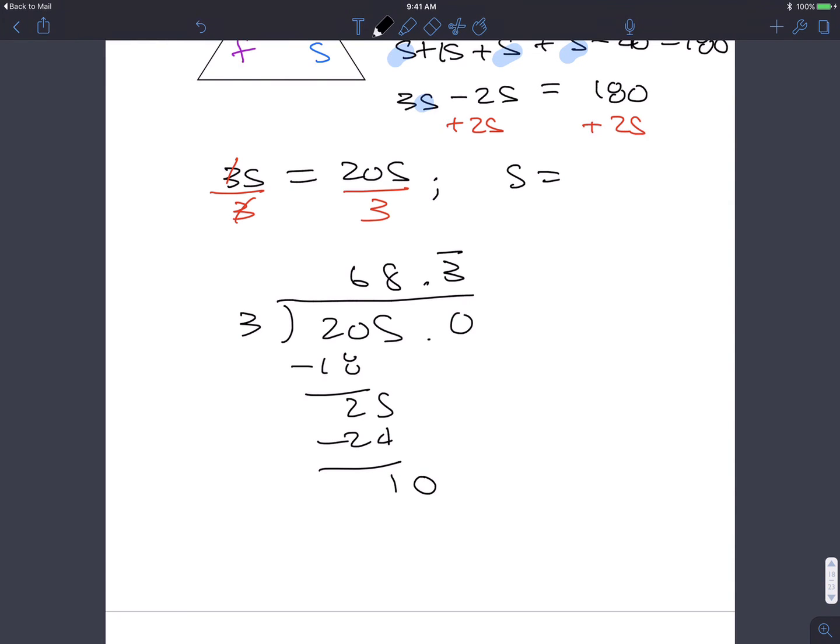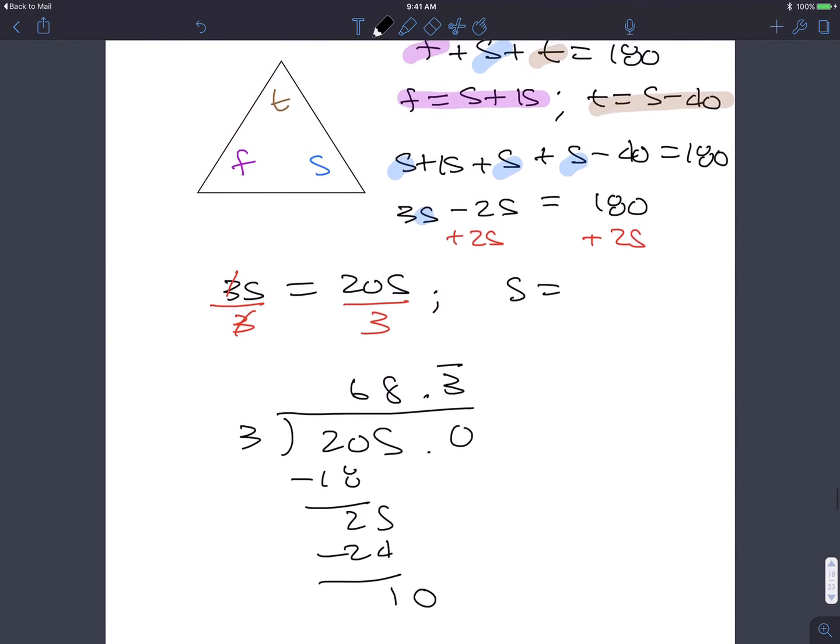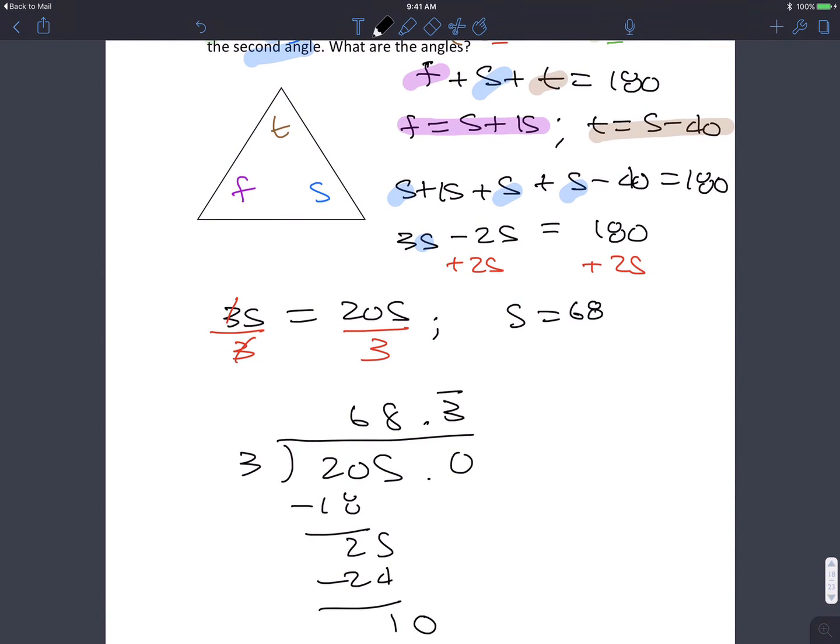Okay, we get 68.3, and let's just actually go here. Let's use that 68. Let's approximate to the nearest tenths. So my second angle is 68.3. Okay, let's get rid of our long division.